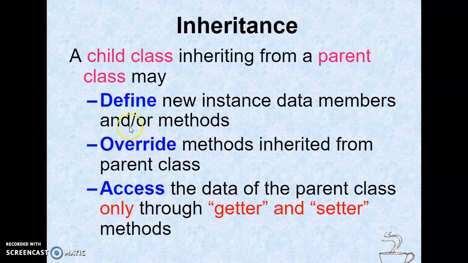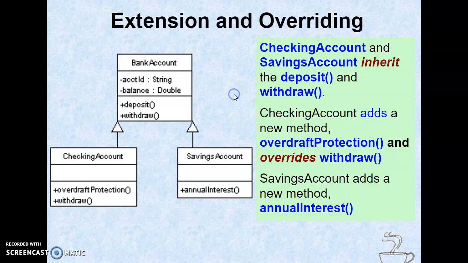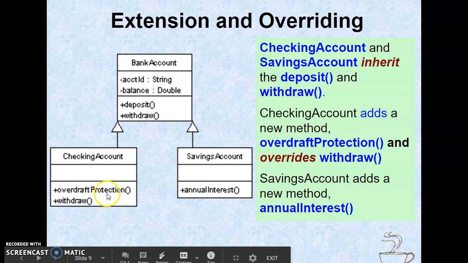The other thing I want to talk about is overriding. To override a method, let's say I want to add more to the method, or I want to change the method up a little bit, but it's the same method. Then I'm going to have the same method header, but I can have something different inside. I'm going to look at that a little closer. Like I said, both of these inherit all of these. This one adds overdraft protection.